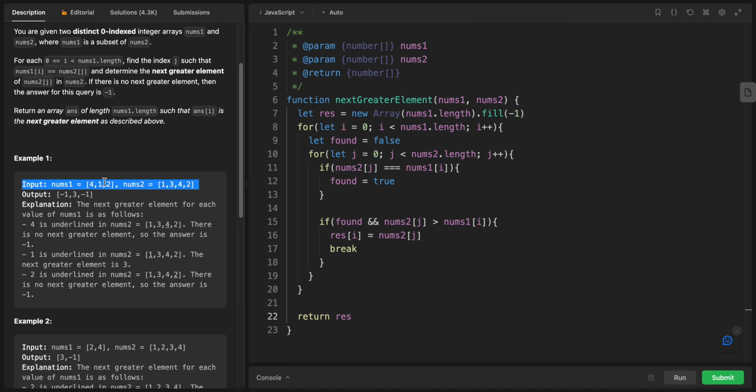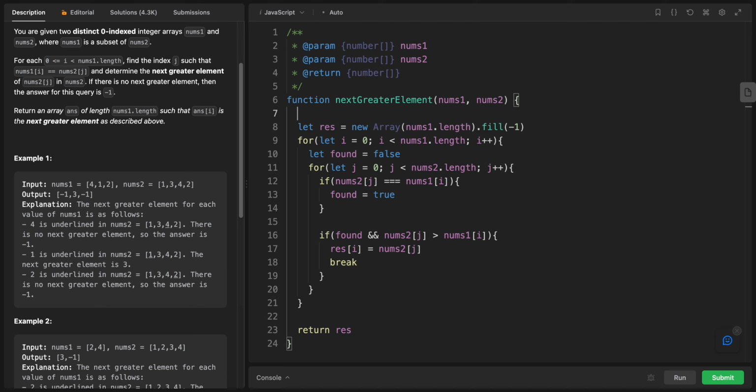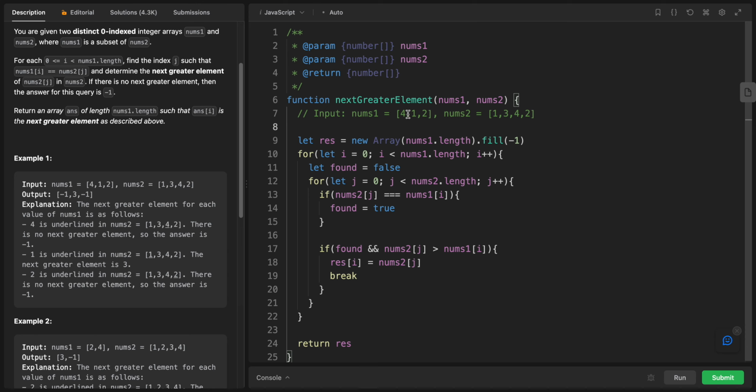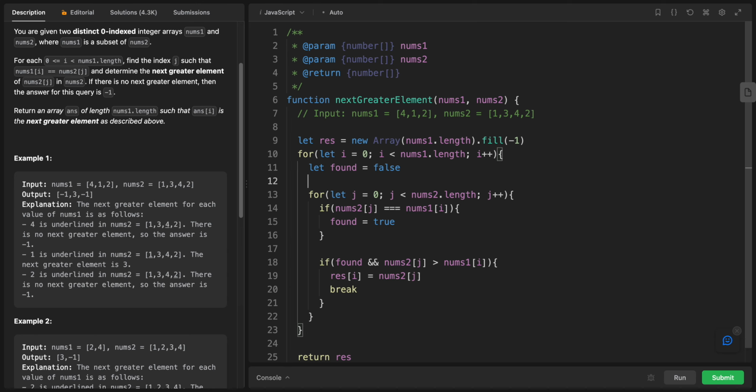So let's just take this as an example. So let's start. We start first with 4. So nums1 of I is 4. Let's try to put some here. nums1 of I equals 4 right now. So we're starting at 4 and we try to find. So we are in the loop.